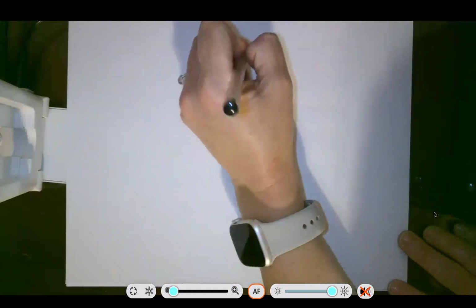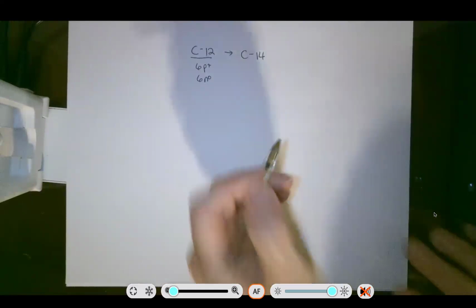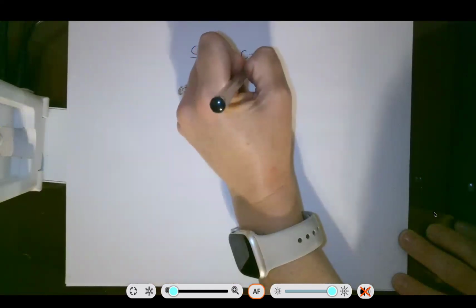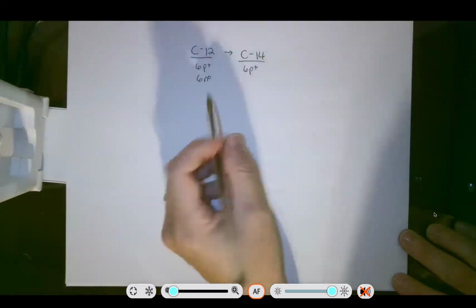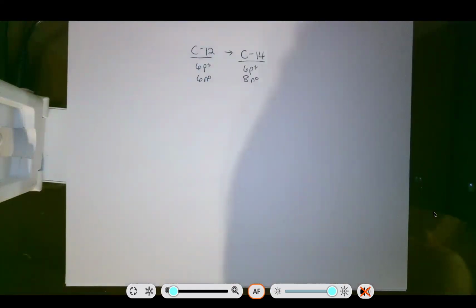But there's an isotope of carbon, which is just an atom that has a different number of neutrons. It is still carbon, so it is still 6 protons, but now its mass is 14. And so that means it has 8 neutrons. And so this is a radioactive isotope. It is unstable and it goes through something called decay.